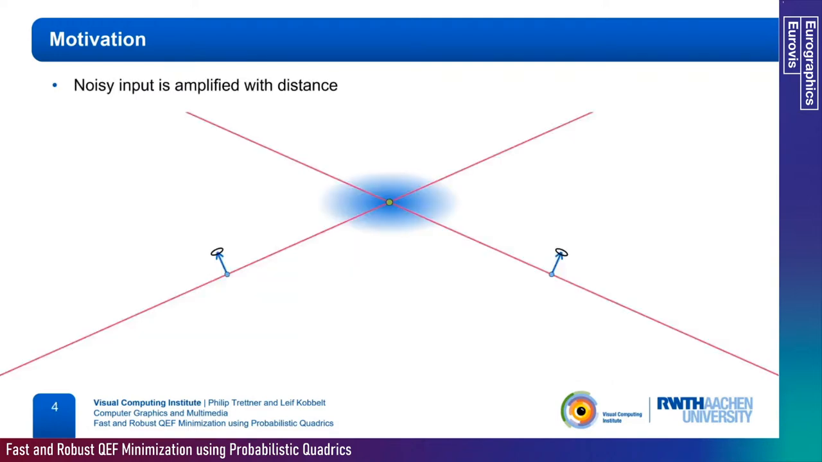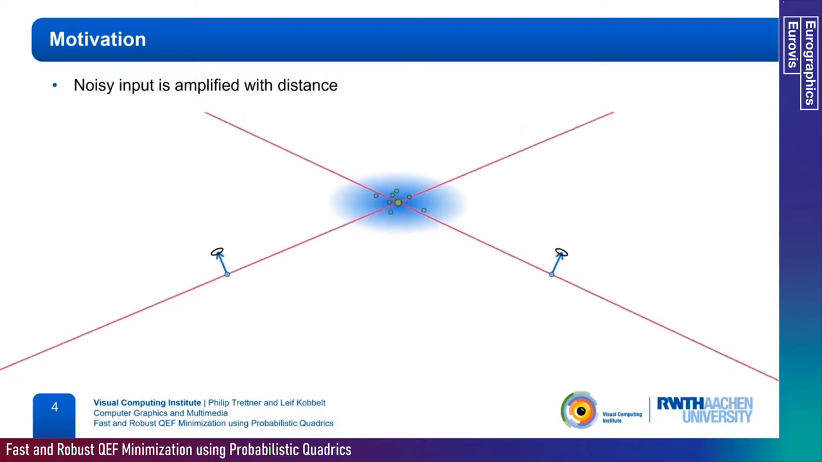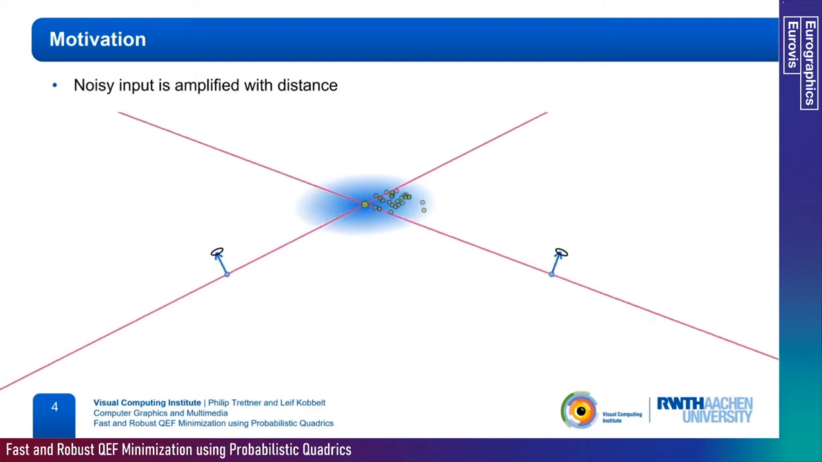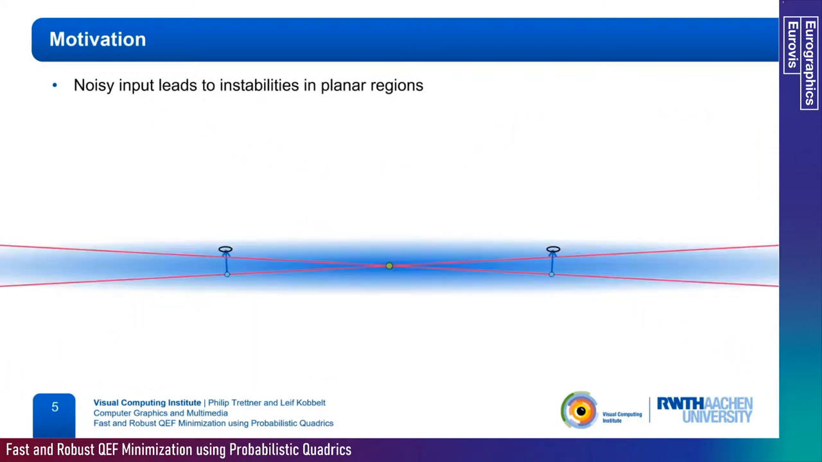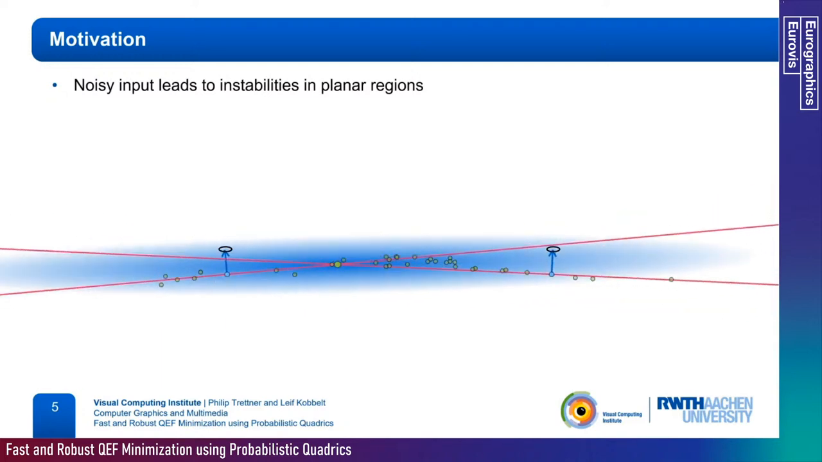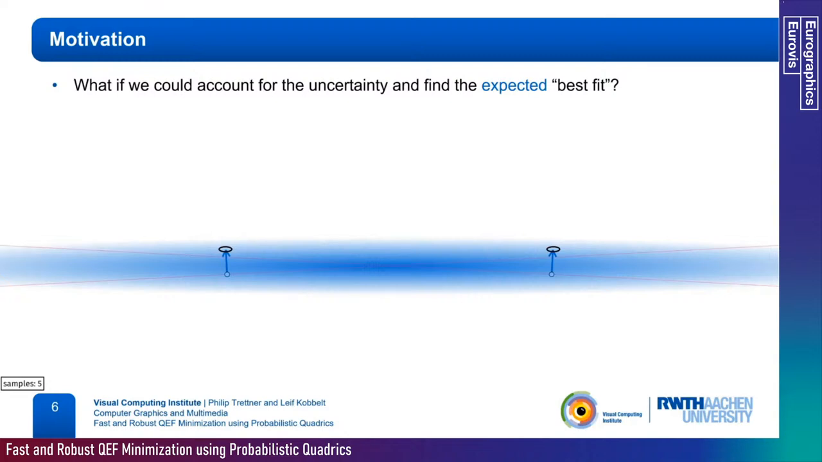When we're working with error quadrics, for example here, two planes that are defined by a position and a normal, even small uncertainties can result in dramatic changes. So here the normals are noisy and can change within this small black ellipse, and when we find the point minimizing the sum of the two quadrics, it ends up having quite a huge spread. This problem gets even worse in coplanar regions, where a small change in the normals can lead to dramatically different results, which basically makes most algorithms unstable if they don't handle this. If we have a model for the input uncertainty, we can cast the problem in a probabilistic framework and try to find some kind of expected best fit.